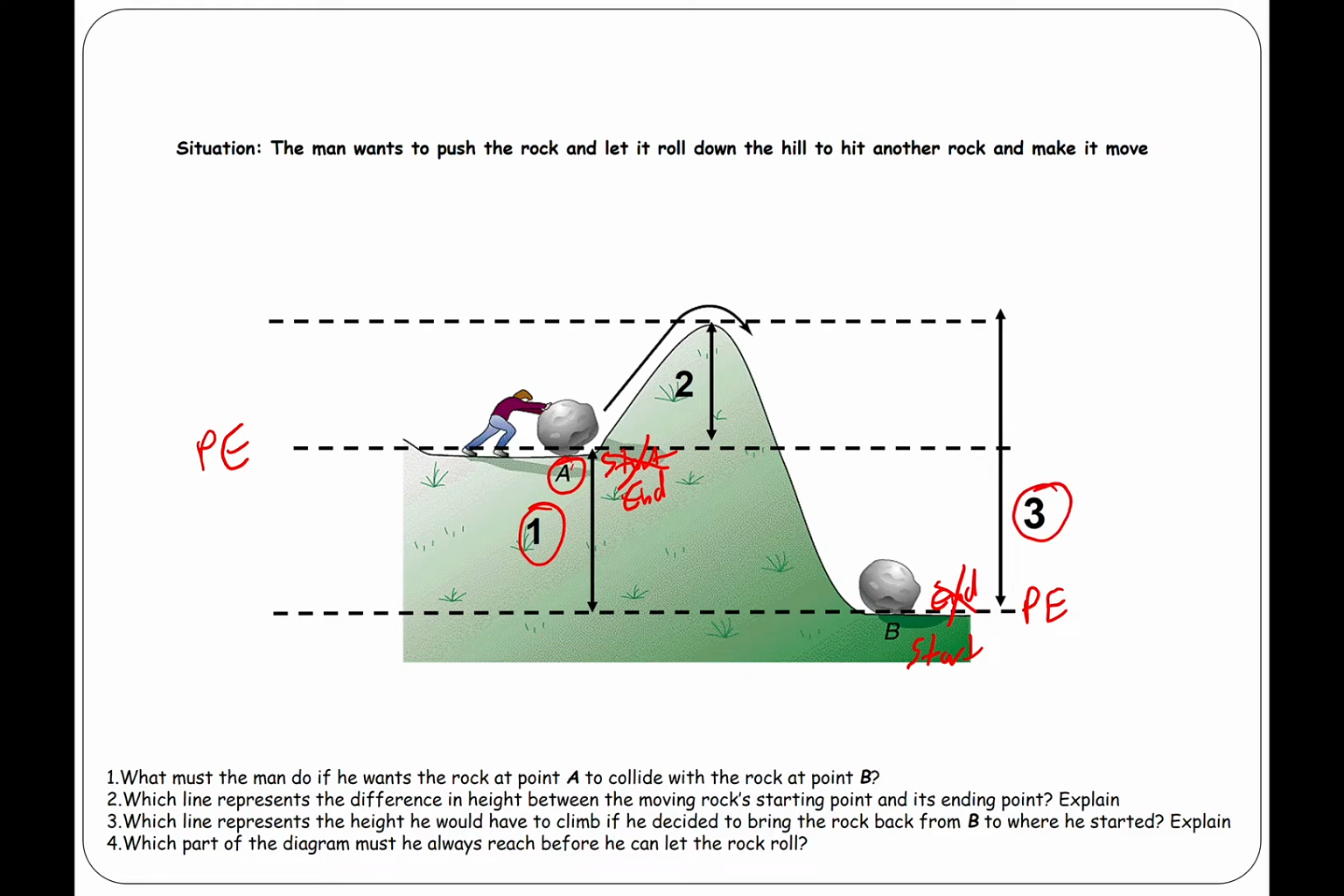3 represents the line that this guy's going to have to push the rock up to get up to the top of the hill here. And at this point, gravity will take care of the rest and bring the rock back down to point A.